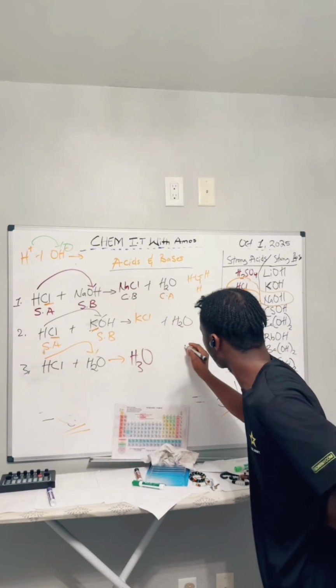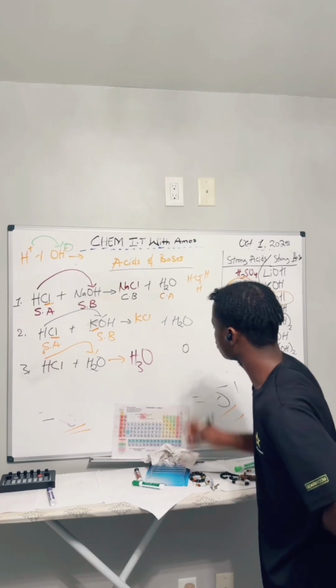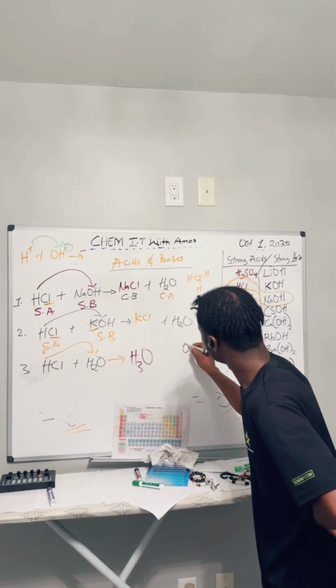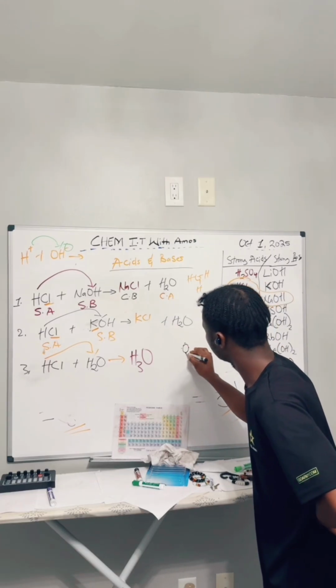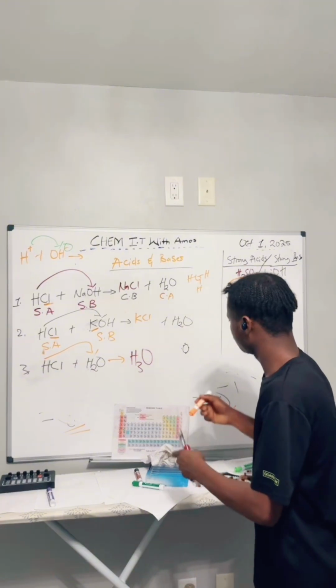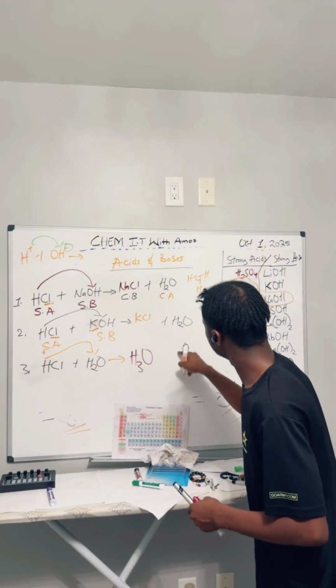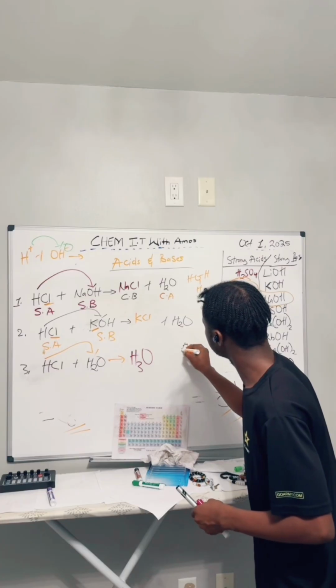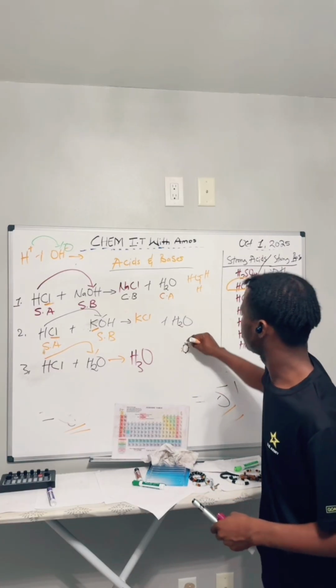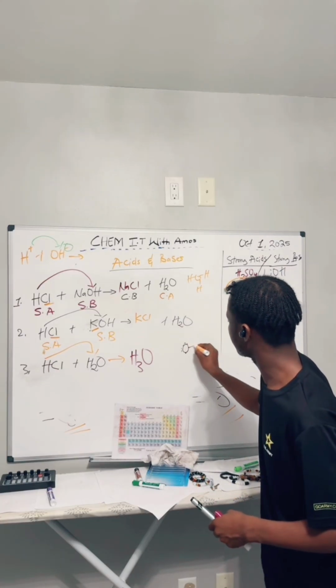We say here now O is equal to 6, so it has 6 electrons: 1, 2, 3, 4, 5, 6. It has 2 lone pairs. It's a pair, it's a pair. Then the 2 remaining electrons, you follow, boom.